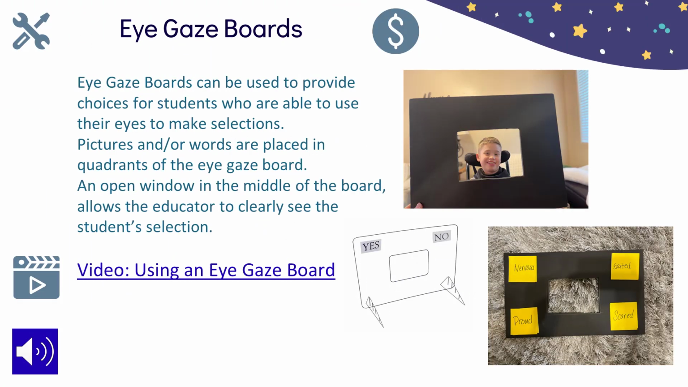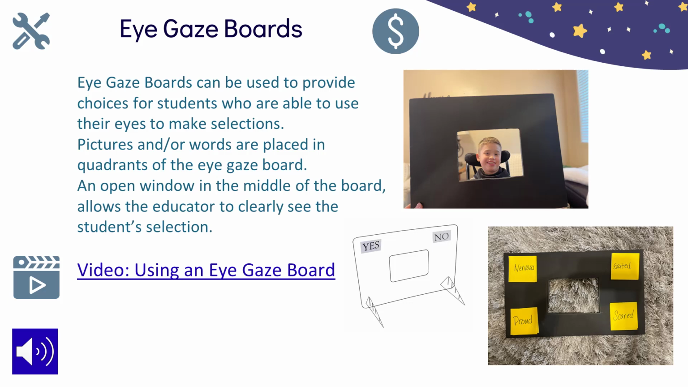A low-tech eye gaze board is a way for a student to indicate a selection from a field of choices just by holding their gaze on one of the words, letters, or pictures. These can be made from a foam board from Michaels, and you can cut the center out of it so you can see through it, or you can buy them pre-made. I like the black background to provide a higher contrast.